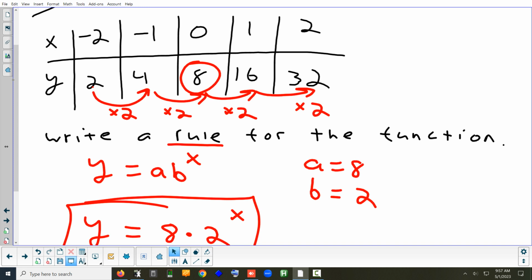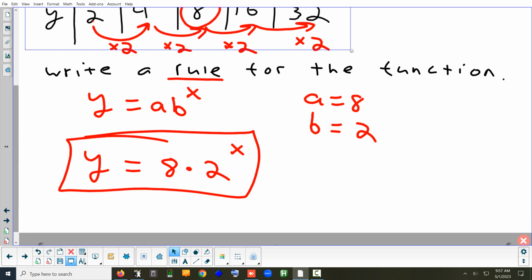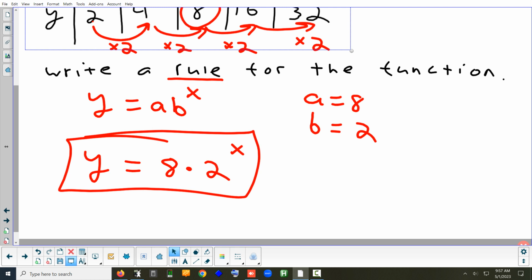And if you're wondering, well, what do you do if there's no 0 in the x row? Because I said you always look for the number that's right underneath 0. There always will be a 0. Okay, I'm going to make sure there's always a 0 in the problems I give. Any question on that?